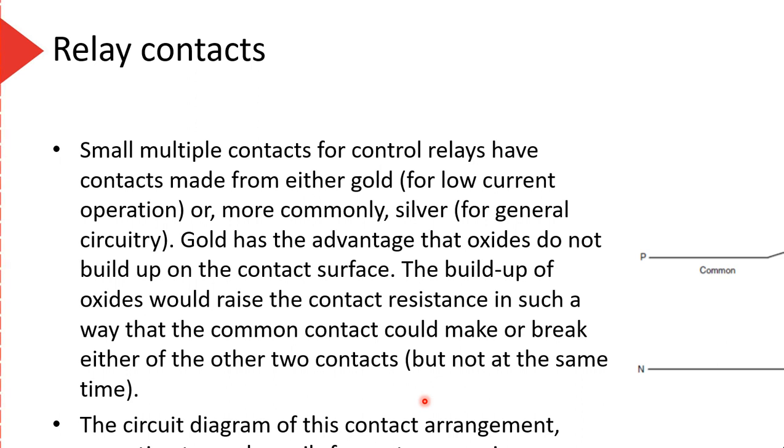Relay contacts. Small multiple contacts for control relays have contacts made of either gold for low current operation or more commonly silver for general circuits. Gold has the advantage that oxides do not build up on the contact surface.